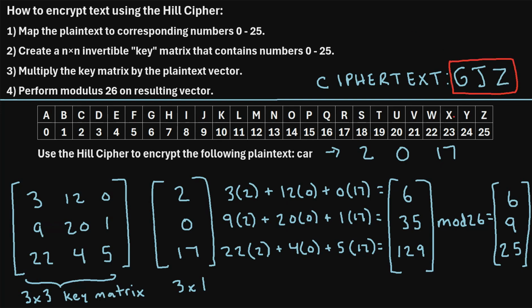So this is our final answer. The plain text car encrypted using the Hill Cipher turns out to be GJZ.